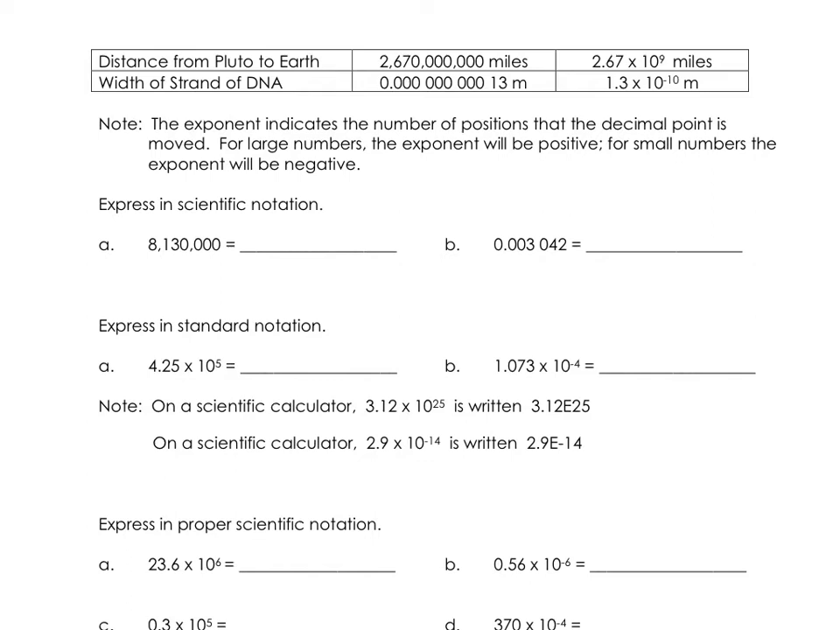Notice that large numbers, like the distance from Pluto to Earth, when you look at the power that 10 is raised to, it is a positive exponent. And when you look at small numbers, such as the width of a strand of DNA, and you look at the exponent that 10 is raised to, it is negative. Large numbers have positive exponents, small numbers have negative exponents.